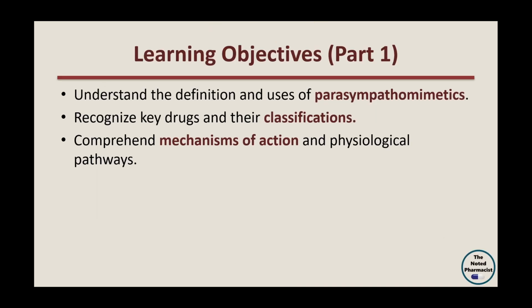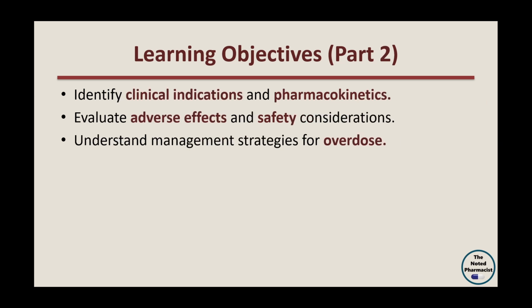By the end of this video, you will understand the following. Number 1, the definition and therapeutic uses of parasympathomimetics. Number 2, recognize key drugs and their classifications in this drug class. Number 3, comprehend the mechanisms of action and physiological pathways of parasympathomimetics. Number 4, identify clinical indications and pharmacokinetics of these medications.